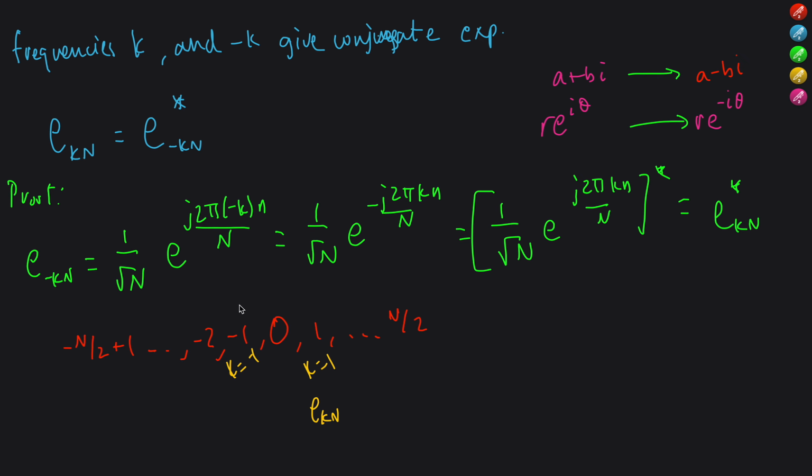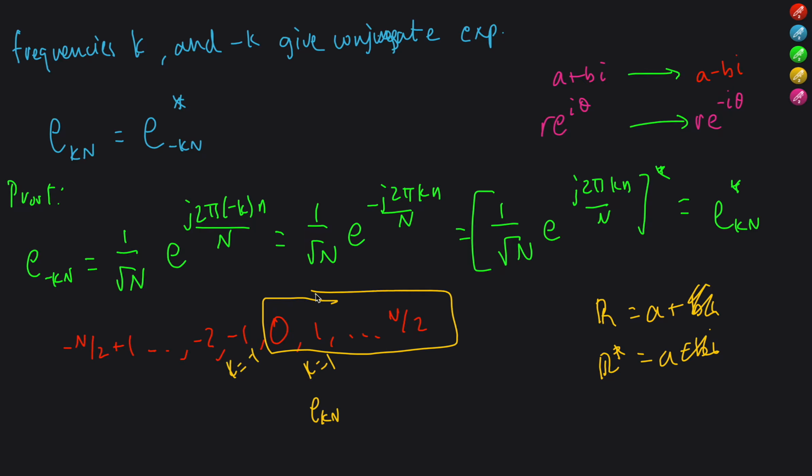Okay, so this means that, especially for real signals, because if your signal is real, it's a plus bi where this b term is 0. So it's just a real number. The conjugate of your signal is a minus bi, but there's no imaginary part. So for real numbers, the conjugate is the exact same. So for real signals, we really only need to keep these many components.